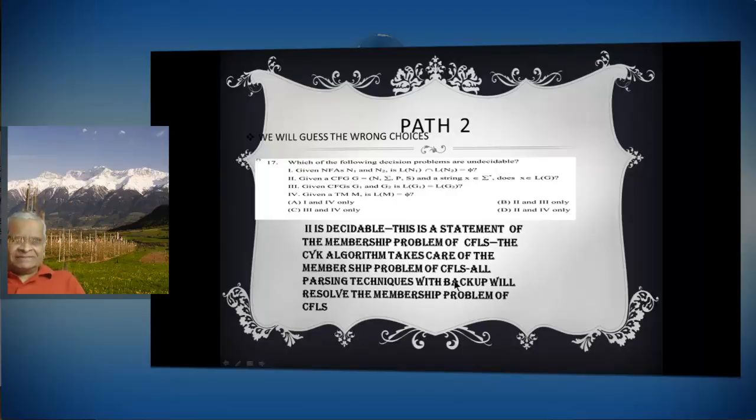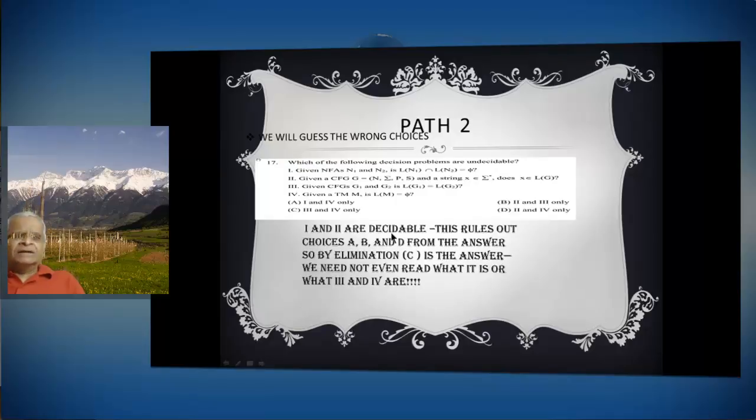2. Given a context-free grammar G, this is the membership problem of context-free languages. This we can do by the CYK algorithm, with which we can test the membership problem of context-free languages. Another way of stating it is that 2 is decidable because it is the membership problem of CFLs. One way is to take the CYK algorithm. The other way is to take all parsing techniques, top-down and bottom-up. They also resolve the membership problem of CFLs. So 1 and 2 are decidable. They cannot be in the answer.